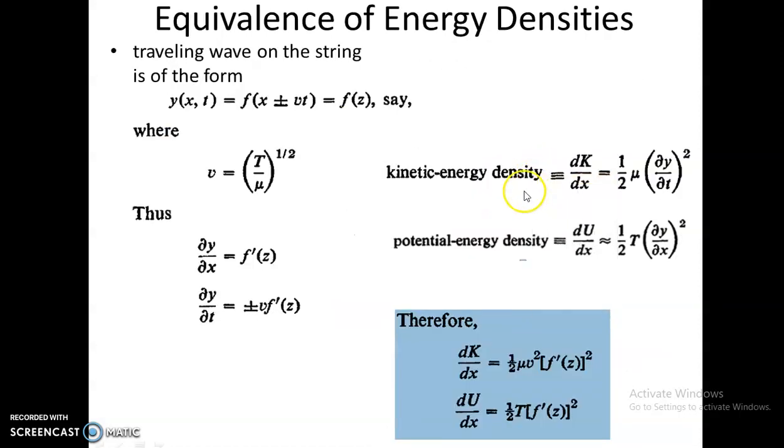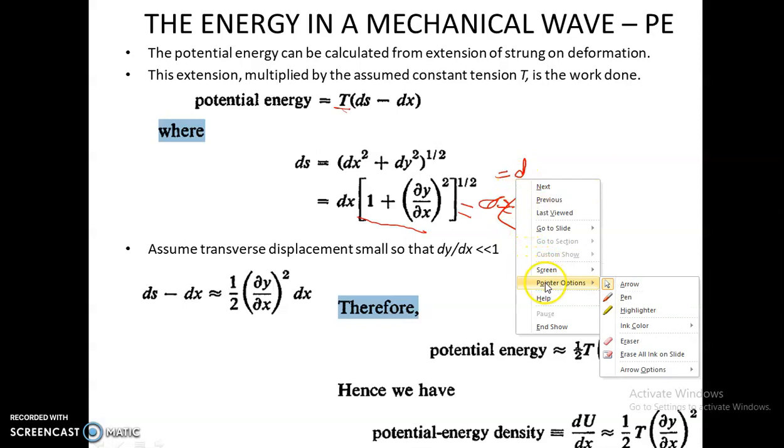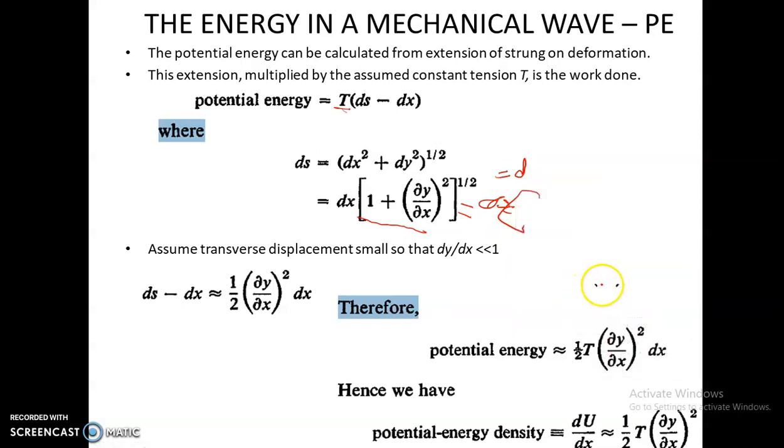dx is taken out, and dx into 1 plus x squared whole raised to half is 1 plus half into x squared. 1 plus x squared whole raised to n is 1 plus nx plus nC2, that is n into n minus 1 over 2 factorial, into x raised to the next power, etc. Since dy by dx is extremely small, the higher order terms can be neglected, and we have the term up to the first order, that makes it 1 plus 1 by 2 into dy by dx the whole squared.